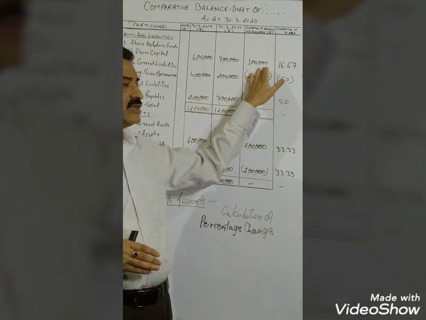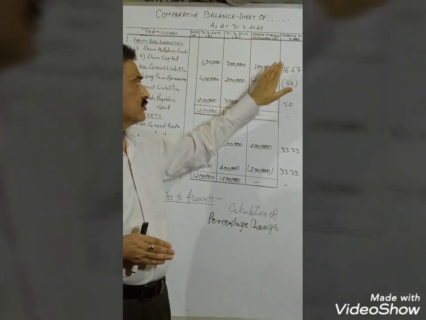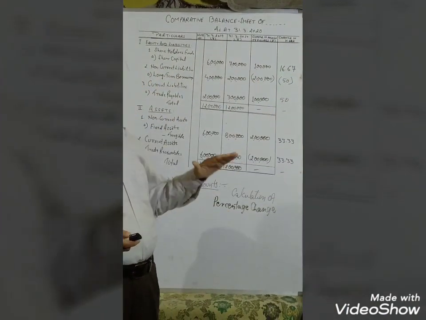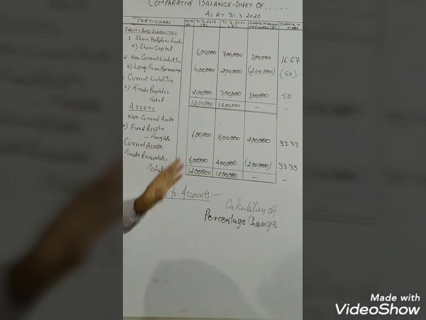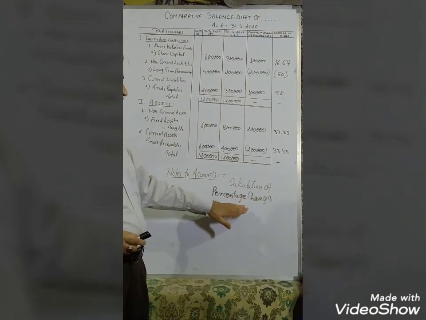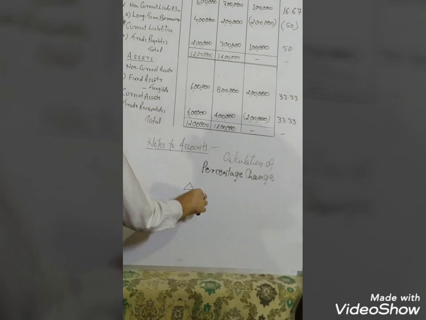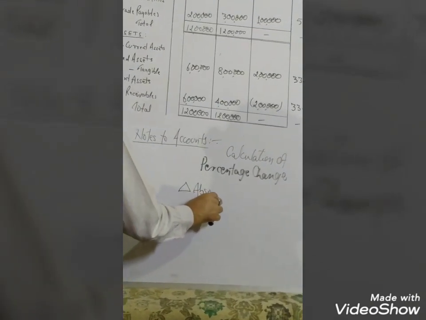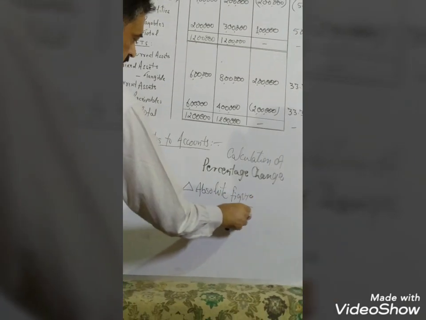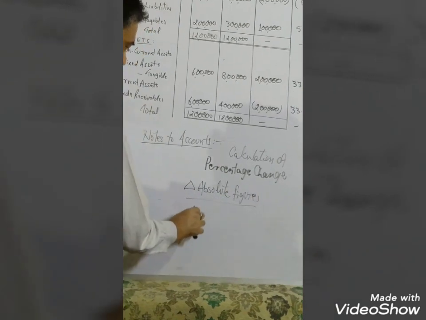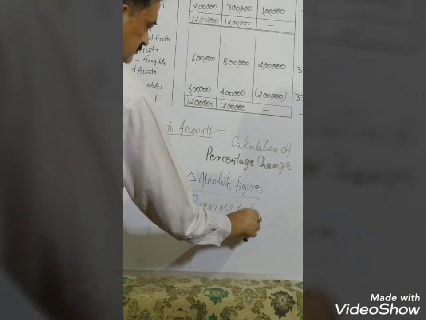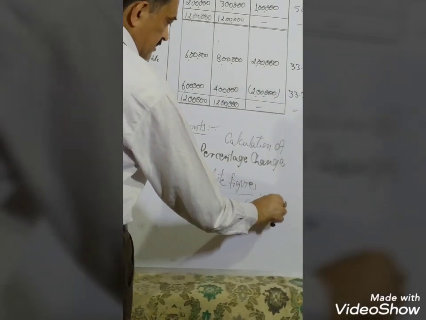This is an increase. So this will be shown in the absolute figures column. Now this increase of rupees 1 lakh will be converted into percentage. How much percentage it has been increased. So for that we already had noted the formula. That is what in the notes to accounts you will have to calculate: the percent change equals change in absolute figures divided by previous year figure multiplied by 100.